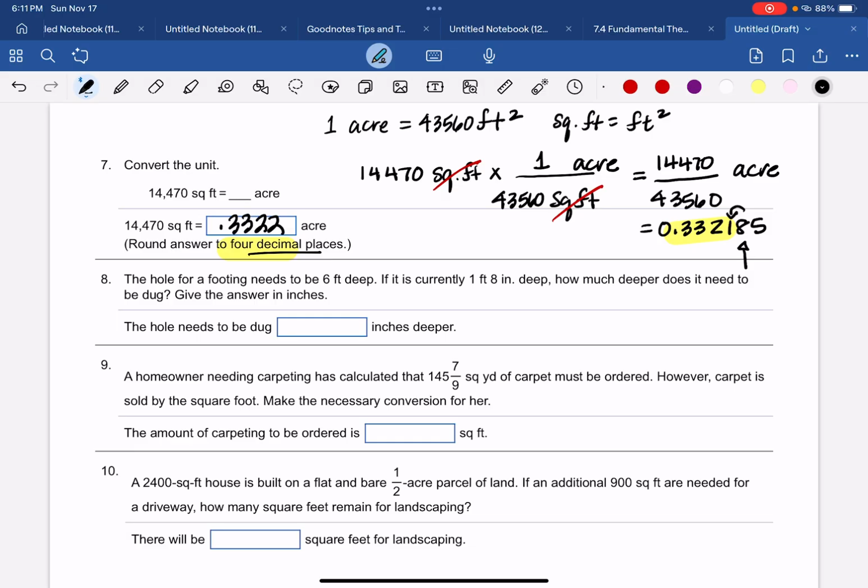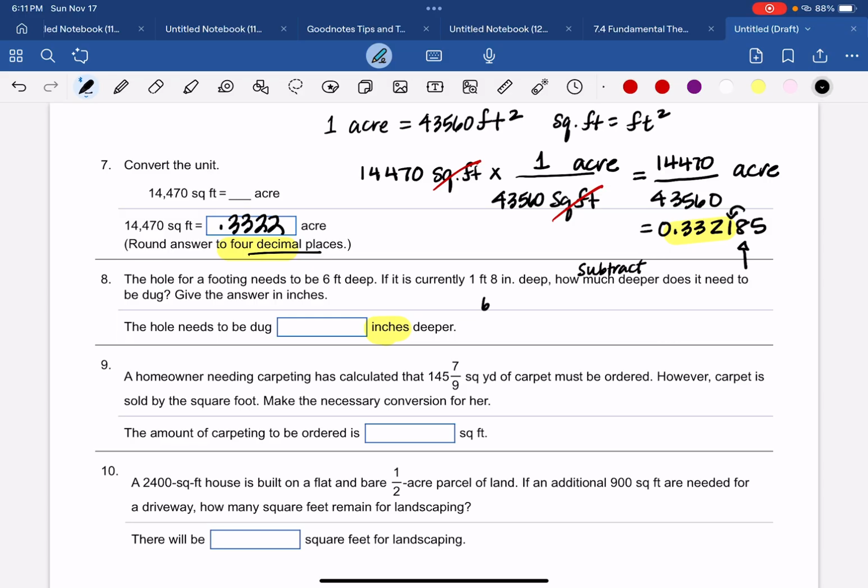Number 8, the hole for a footing needs to be 6 feet deep. It is currently 1 foot 8 inches deep. How much deeper does it need to be? So this is telling us we're going to have to subtract. But first, we need to get everything into inches because that's the way they want our answer.